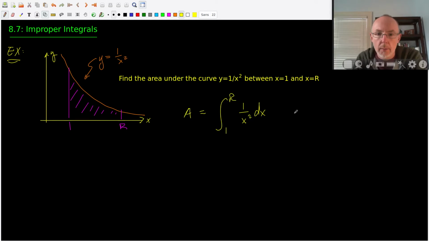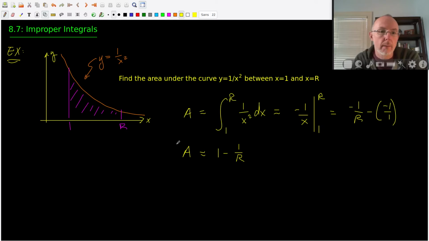Let's give it a name. Let's call it A. And we can just do that integral, right? The integral of that is minus 1 over x. And we're going to evaluate that between 1 and R. And so that's going to be minus 1 over R subtract minus 1 over 1. And when we simplify that, we're going to get 1 minus 1 over R. So there's the area up to the point R. Let's call it A sub R. So the area under the curve between x equals 1 and x equals R is given by this thing.